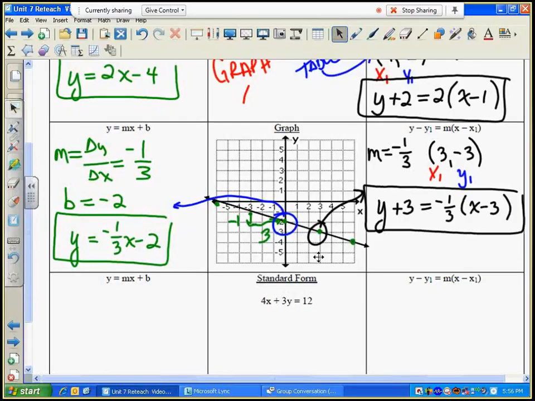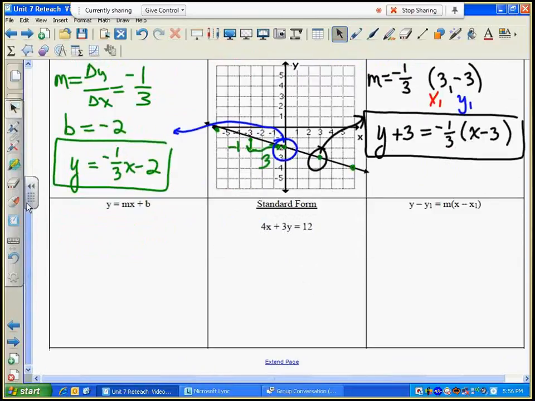All right, lastly, with standard form, I want to get this in either y equals mx plus b form or point slope form. Once again, we have a couple of different pathways here. If we decide that we want to solve for y, then slope-intercept is probably what we're looking for.